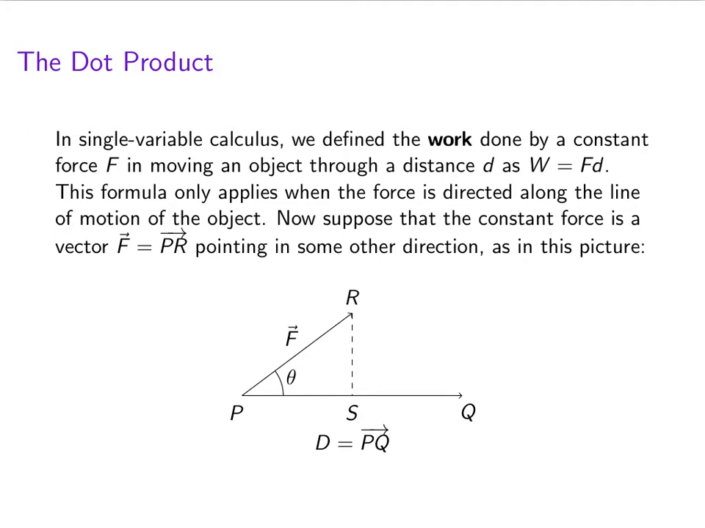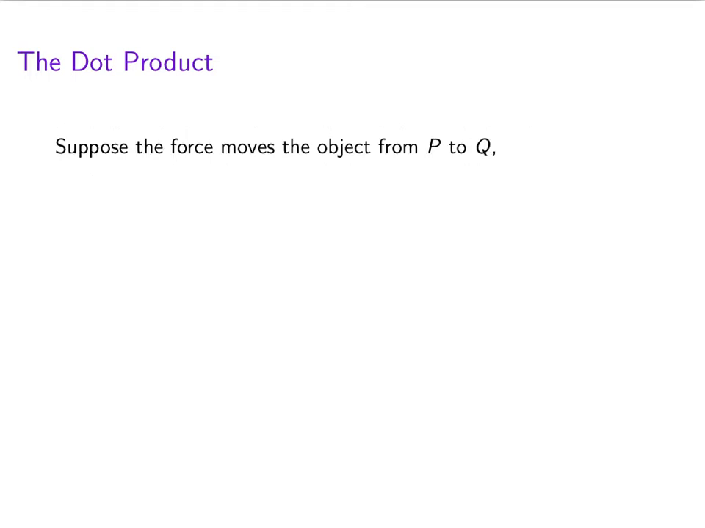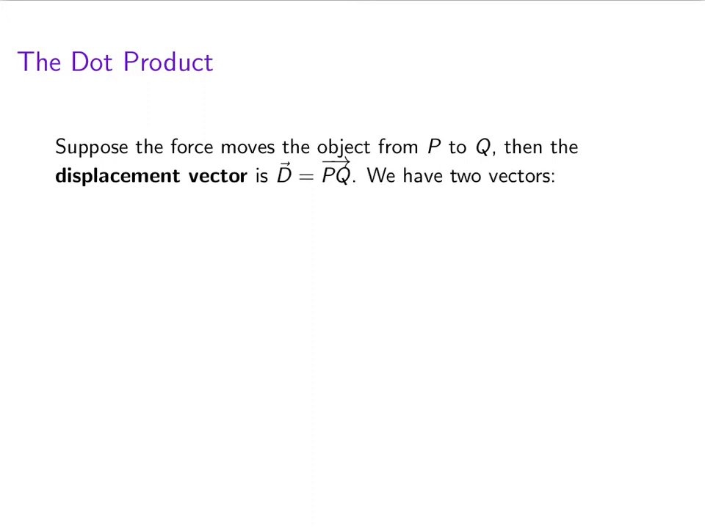So here in this picture we have the force is F and the displacement vector is PQ. So we suppose that the force is moving the object from point P to point Q. So our displacement vector is PQ, which we'll call D. So at this point we have two vectors, the force F and the displacement D.